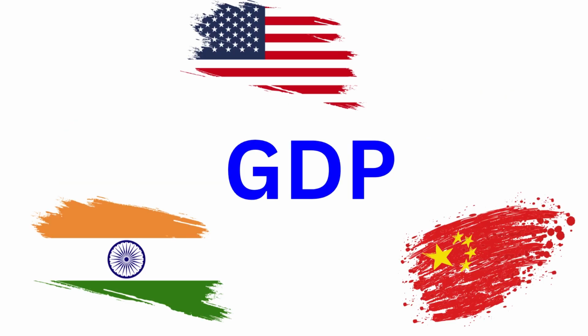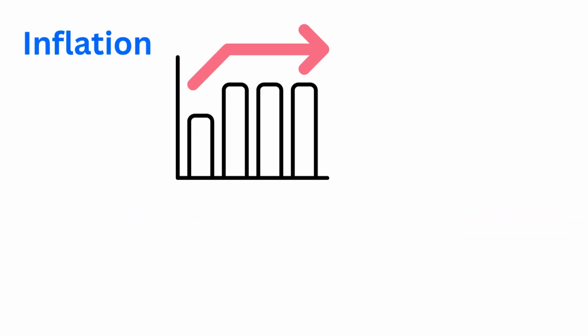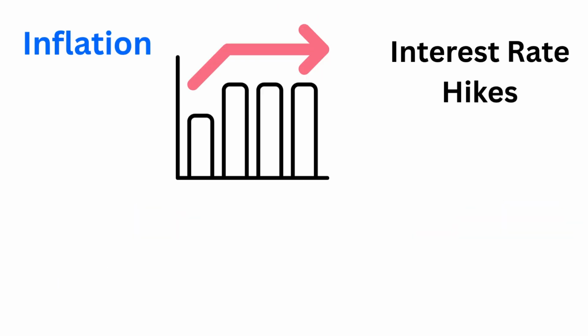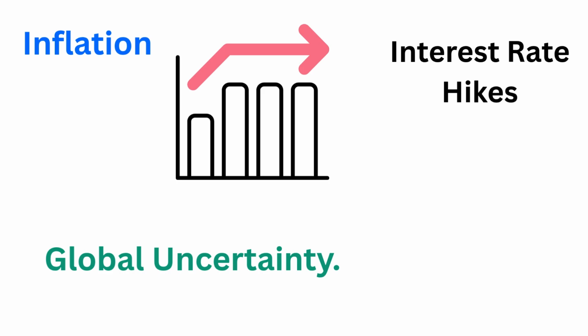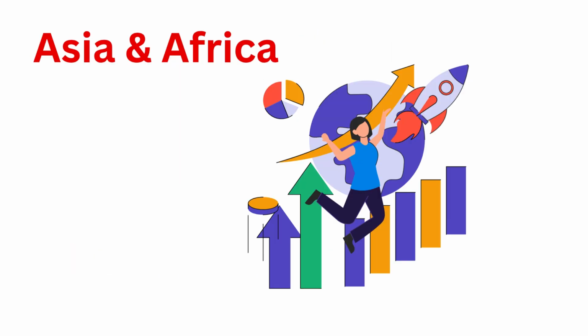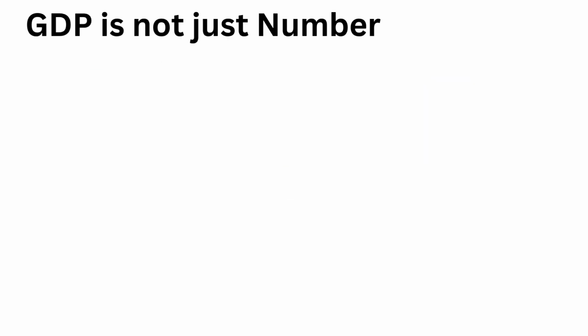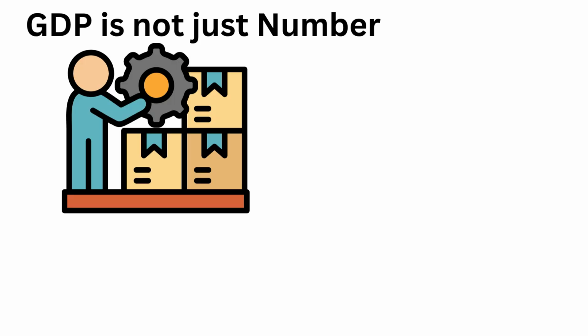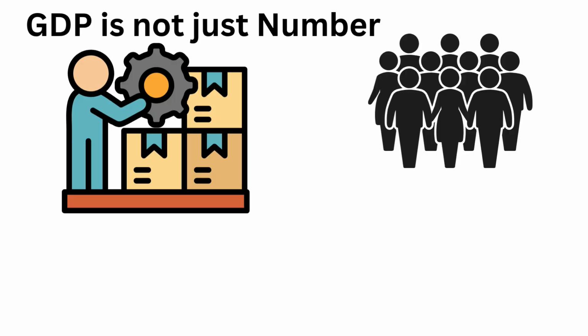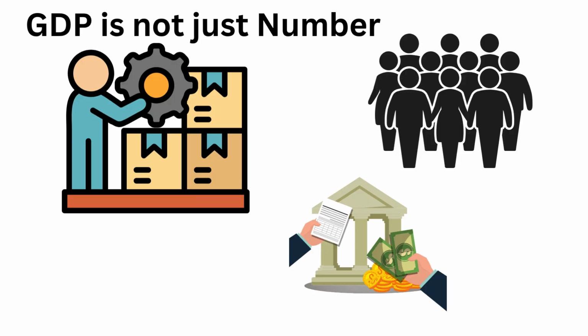As of June 2025, the United States, China, and India lead the world in GDP. But growth rates are slowing in parts of the world due to inflation, interest rate hikes, and global uncertainty. Emerging economies in Asia and Africa are expected to see faster growth over the next few years. So now you know GDP isn't just a number. It's a snapshot of how much a country produces, how people live, and how well the economy is functioning.